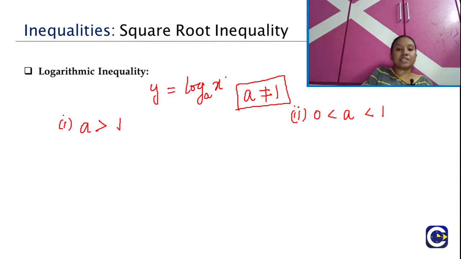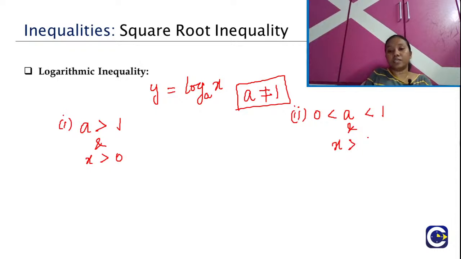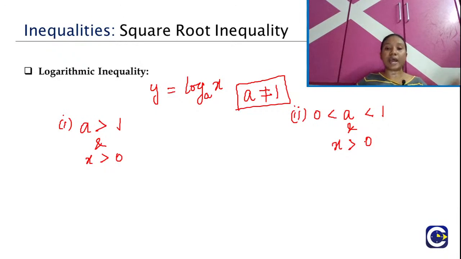Along with that, for x, what is the condition? x should always be greater than 0. Here also the same thing. x should always be greater than 0. Whenever we have this AND operation, what will we be doing? We'll be taking the intersection. You guys are very, very familiar with that, because we have done many questions so far related to AND or those kinds of wordings. Right. So this is the first condition for any logarithmic inequality, that is a greater than 1 as well as x greater than 0, and the other is a lying in between 0 and 1 and x greater than 0. Right.